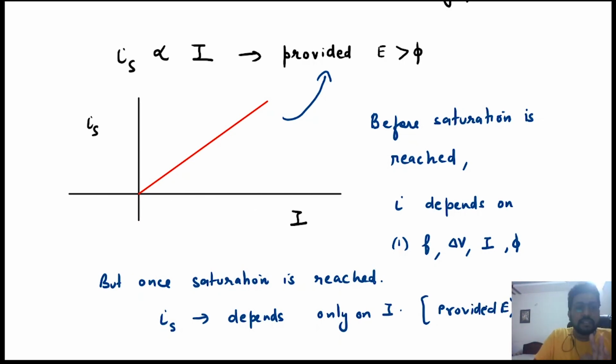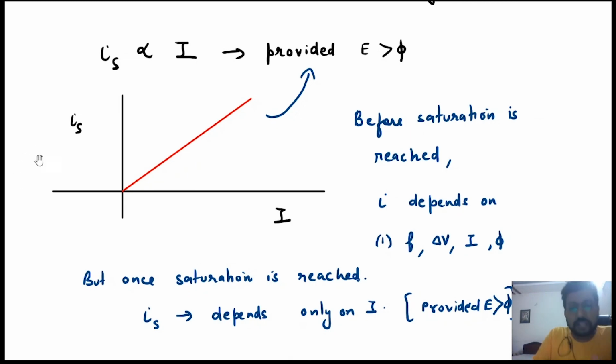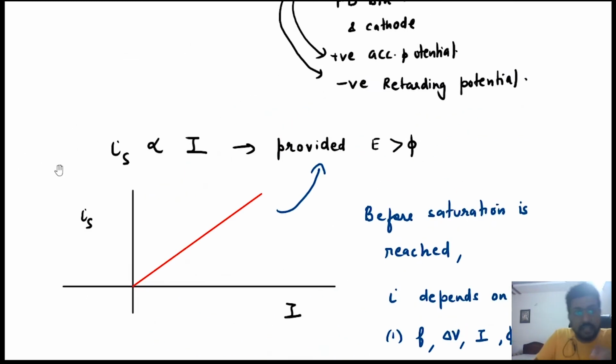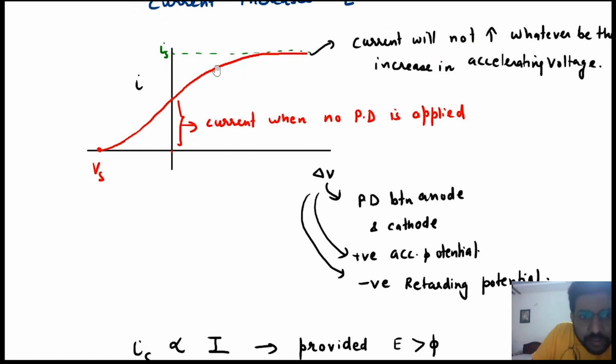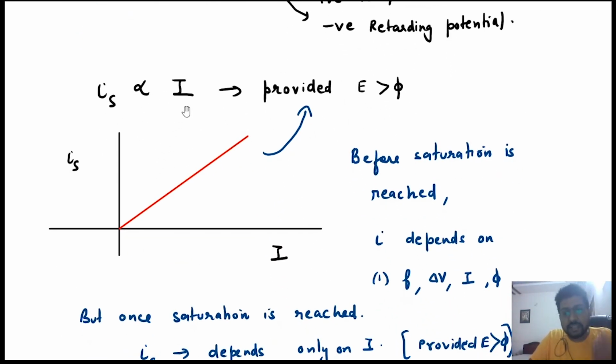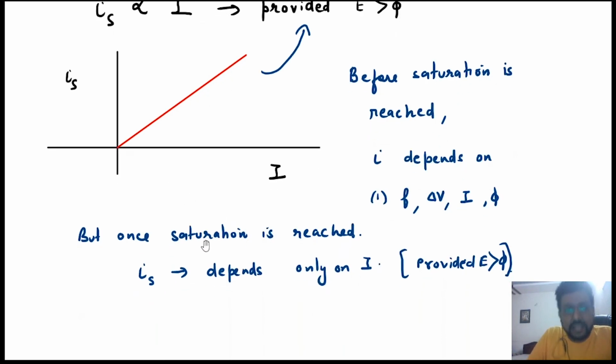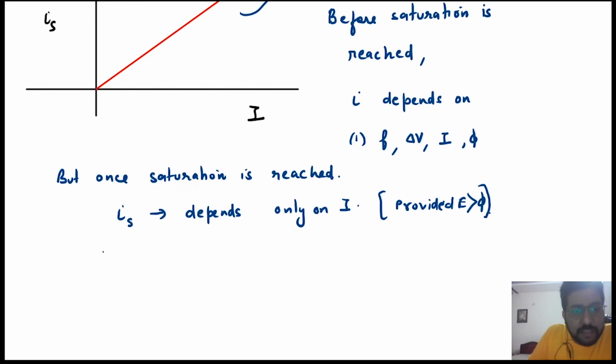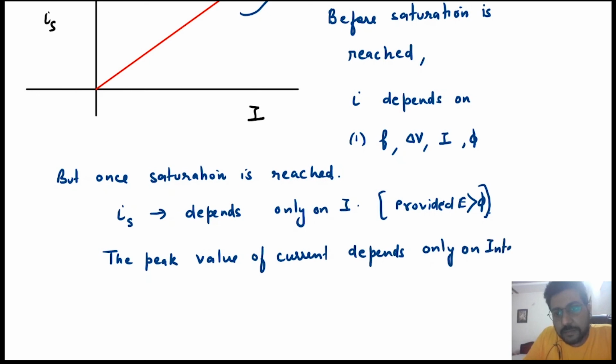Once saturation is reached, the saturation current depends only on intensity. Until saturation is reached, this current depends on all the factors: it depends on frequency, on the accelerating voltage, on the intensity, and on the work function. But once saturation is reached, it depends only on the intensity. So the peak value of current depends only on intensity.